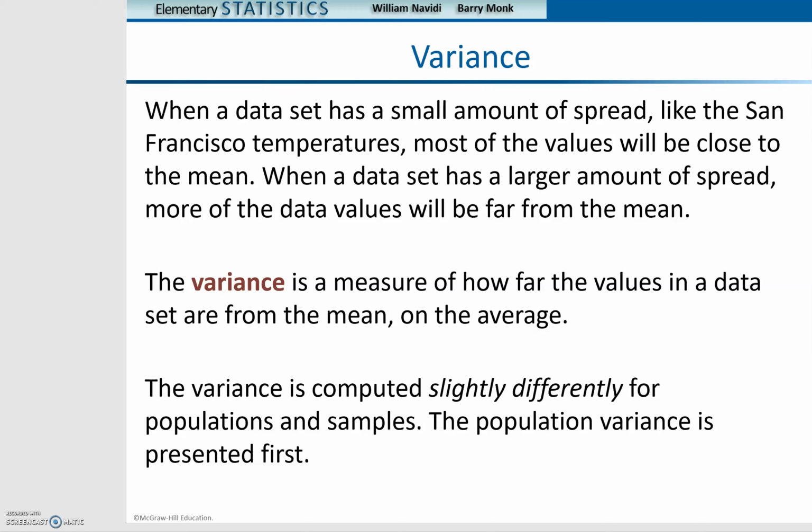When a data set has a larger amount of spread, more of the data values will be far from the mean. The variance is a measure of how far the values in a data set are from the mean on the average. The variance is computed slightly differently for populations and samples, and the population variance is presented first.